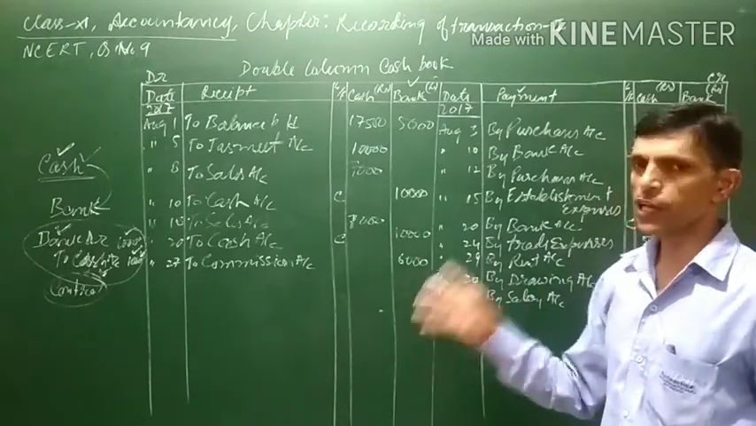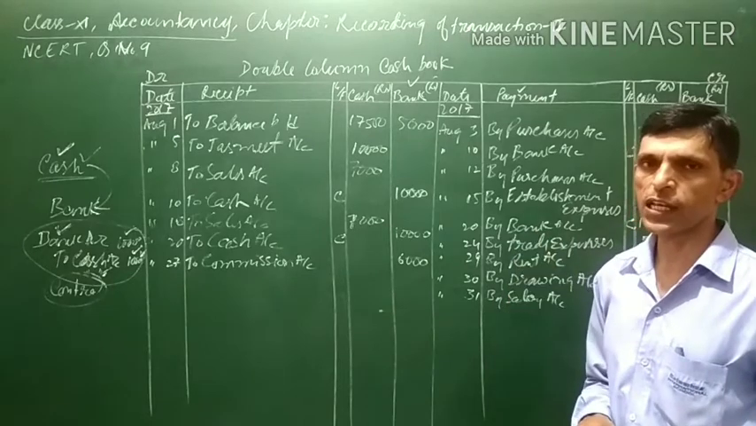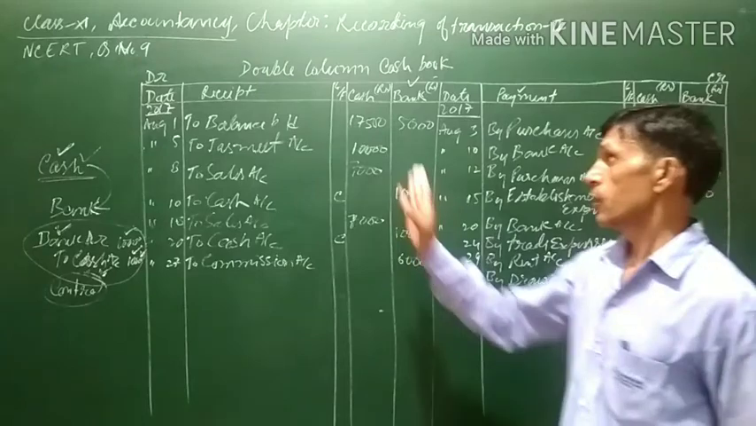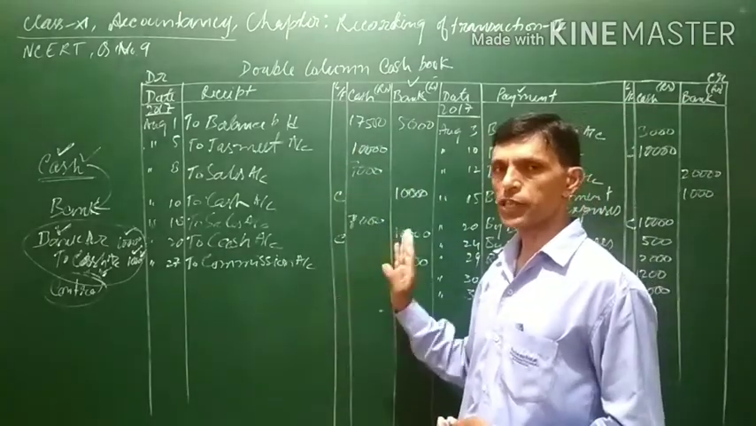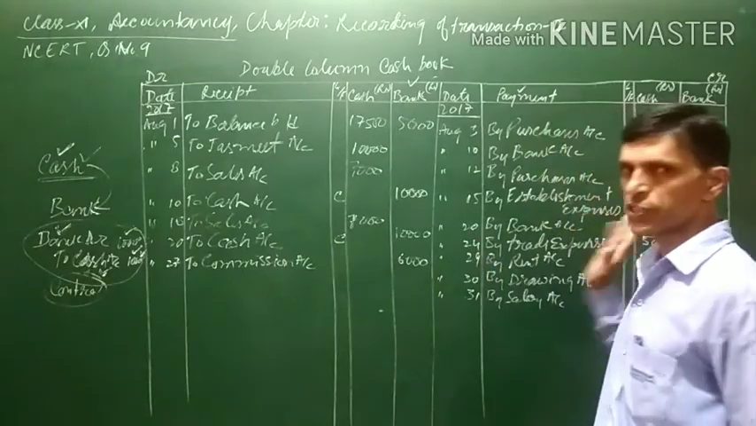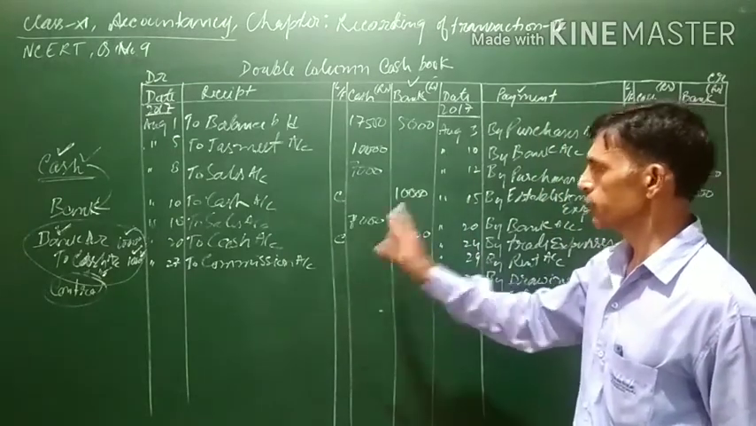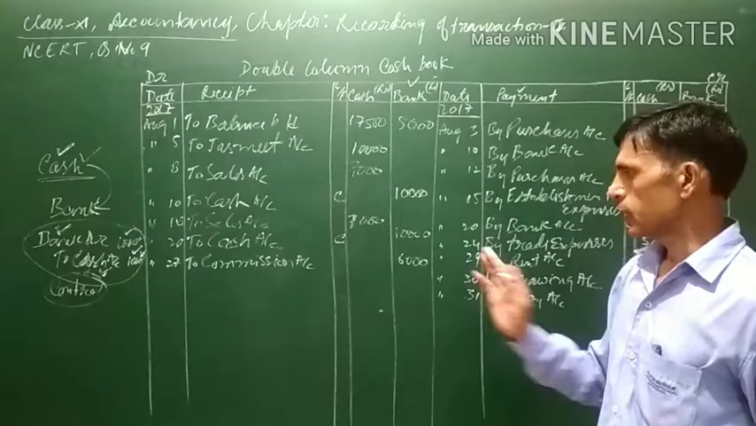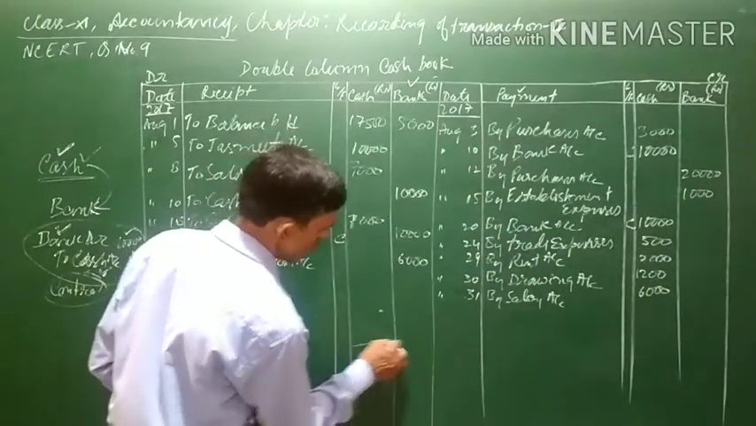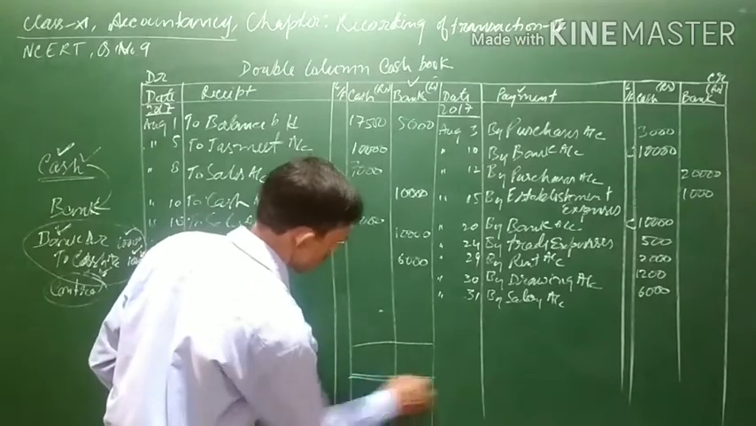That is, assets can have only positive balances, that is, only debit balances. Debit balance means debit side will be moved. Credit balance means credit side is moved. So here cash will always have debit balance, that is, debit side will be moved. So we will be totaling the debit side first of all. Let us see what is the total of the debit side first of all.